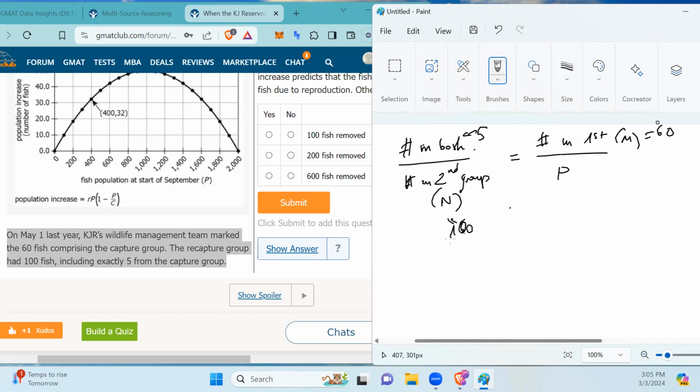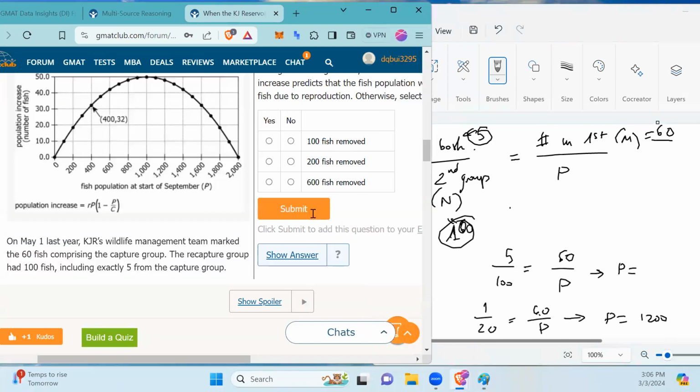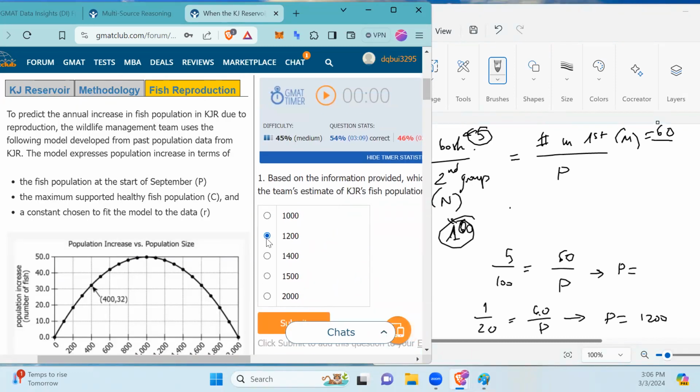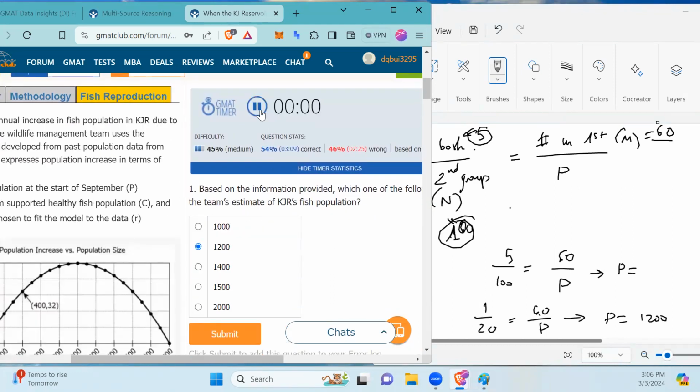100. Okay, so we have 5 over 100 equals 60 over p. So I cross multiply. We have 5p equals 60 times 100. So 1 over 20 equals 60 over p, and p is equal to 1200. It's 1200. Is it? We're going to check for that later. Well, actually, I think we can check now. Oh, nope.